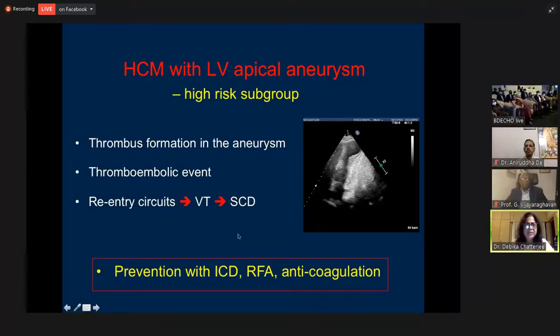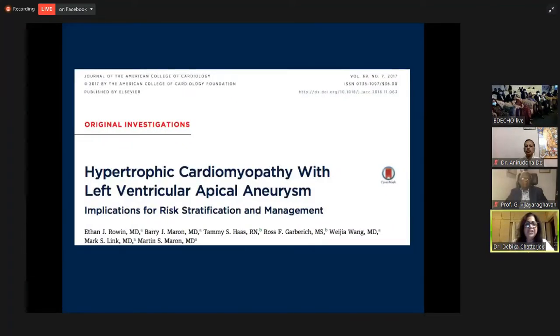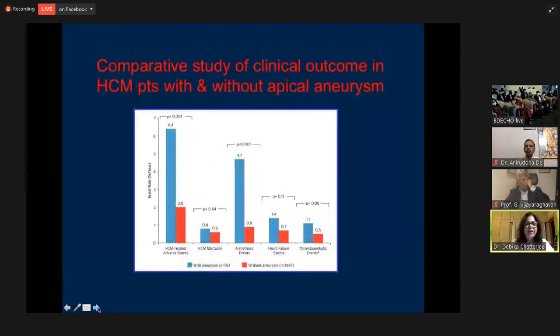A study has been done, and that has been published in JACC in 2017 on hypertrophic cardiomyopathy with left ventricular apical aneurysm, where they have done a comparative study of the clinical outcome in hypertrophic cardiomyopathy patients with and without apical aneurysm. And what they found is that hypertrophic cardiomyopathy related adverse events, including mortality, arrhythmic events, heart failure events, and also thromboembolic events, are much higher in the patients with aneurysm than without aneurysm.